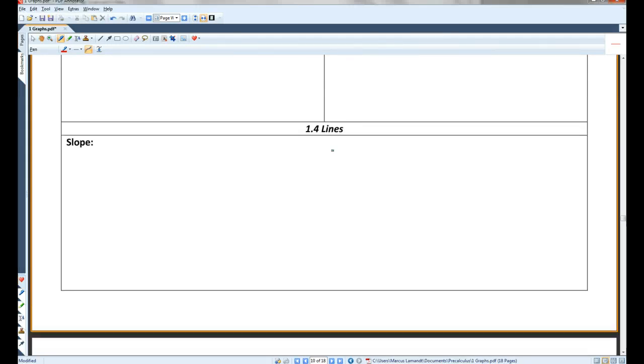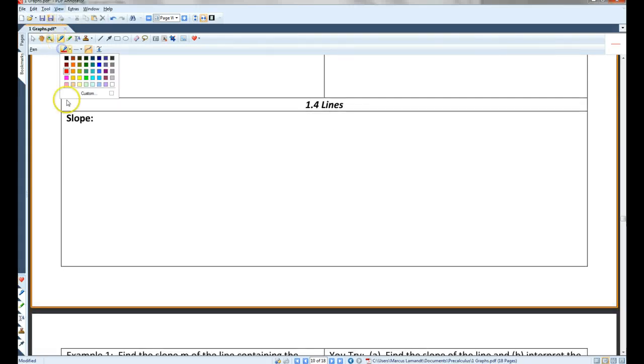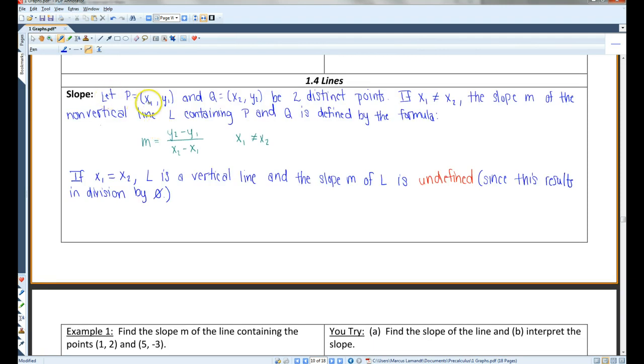Alright, 1.4 lines. Let me write out this definition here. Let P equals (x1, y1) and Q equals (x2, y2) be two distinct points. That means these two are different points. They're not the same point. If x1 does not equal x2, the slope m of the non-vertical line L containing P and Q is defined by the formula m equals (y2 minus y1) over (x2 minus x1).